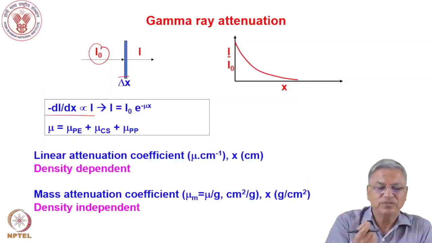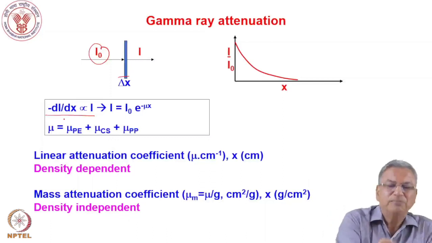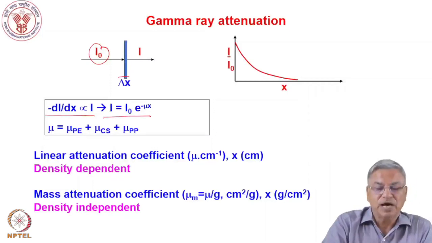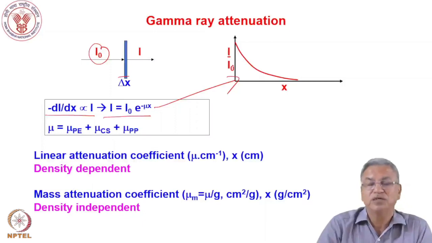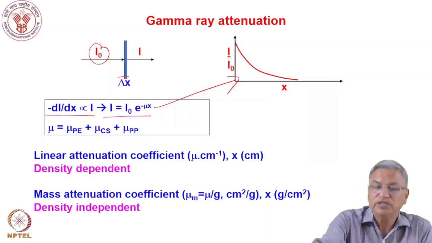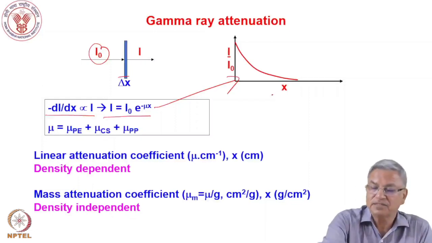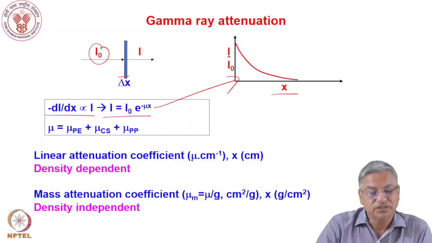In the case of this interaction of gamma ray, in one interaction itself, the photon is disappearing from its beam intensity, and so you have similarly the first order rate law, and the solution of the differential equation is I equal to I0 e raised to minus mu x. That is what I have tried to show here, that the ratio of the transmitted to the incident intensity is exponentially decaying with the thickness of the absorbing material. As the thickness is increasing, the transmitted gamma ray intensity is decreasing.